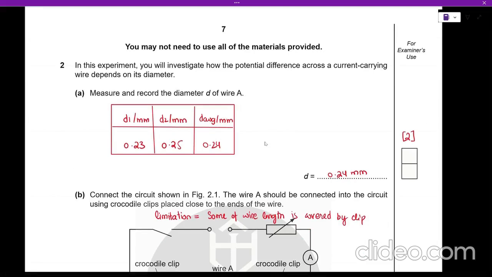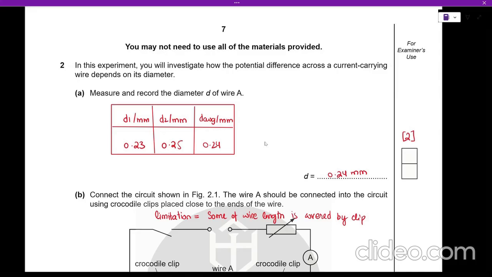The second question is, in this experiment you will investigate how the potential difference across a current carrying wire depends on its diameter. As I told you, whenever you see 2 marks for one reading, the examiner is probably going to check for the average value. As the diameter of the wire is very small, there is a large uncertainty, and he will probably give you a micrometer for that. If he doesn't, that could be a possible limitation.